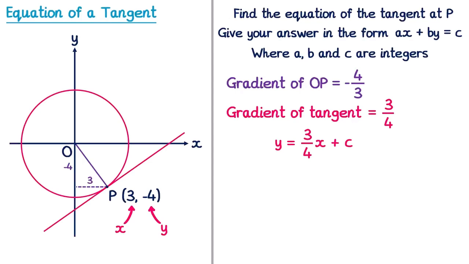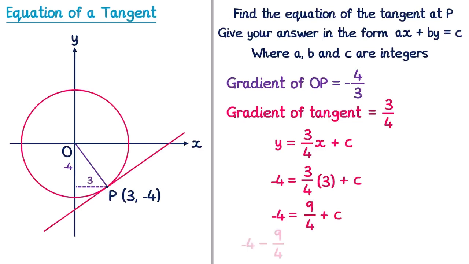So we replace the x with 3 and y with -4. So instead of y, it's -4 equals 3/4 of x, which is 3, and then plus c. So we've got -4 equals, we multiply 3 by 3, which is 9, so 9/4, plus c. Then to get c, we're going to take 9/4 away from both sides. So on the left we have -4, subtract 9/4, and on the right just c.